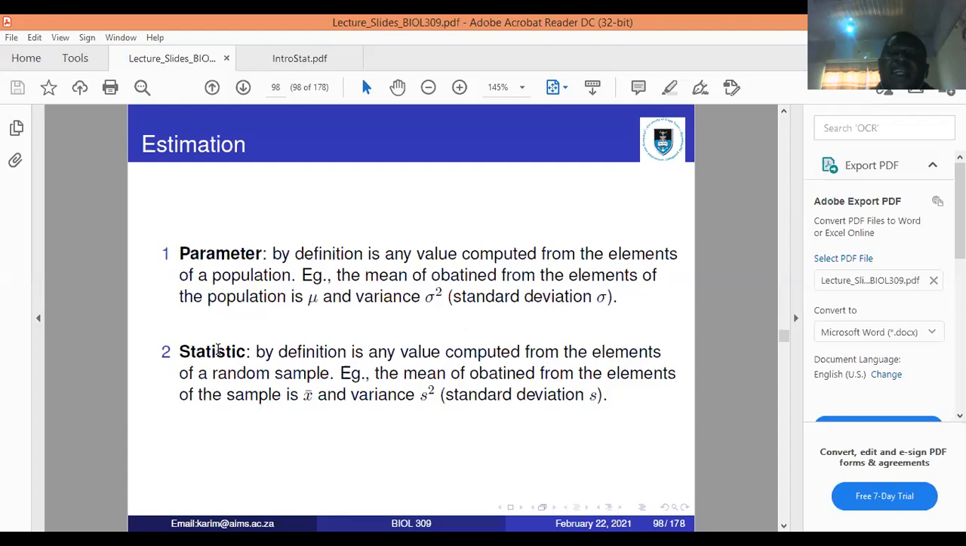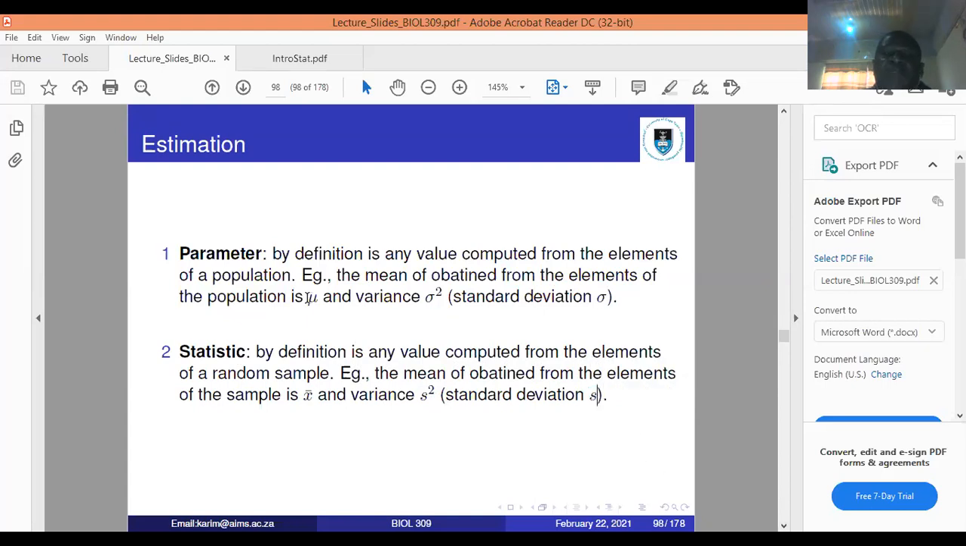If the data is just from a sample, not the population, we use X bar to represent a mean from the sample. We use S square to represent a variance from a sample. And we use S to represent a standard deviation from the sample.